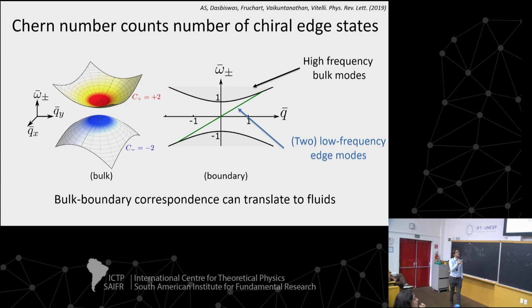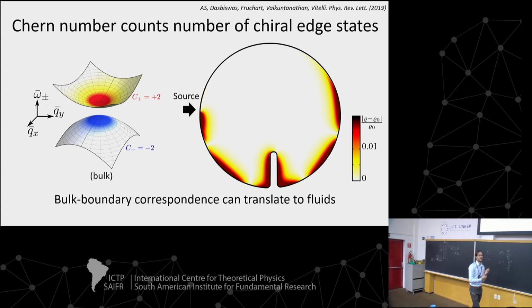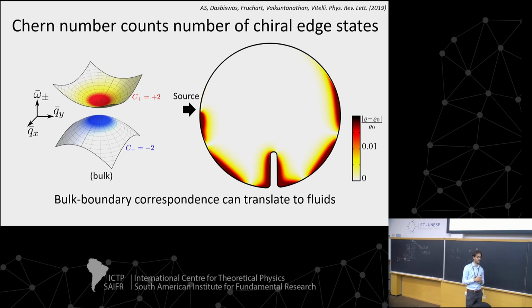The number of these modes is actually precisely given by the Chern number. So for example, here you have one of these modes that I've plotted. Here you can drive the boundary of the fluid with a particular frequency and see the propagation of this mode all around the boundary in a kind of chiral way. This is the direct analogy of these edge states of topological insulators, but now for a chiral active fluid.